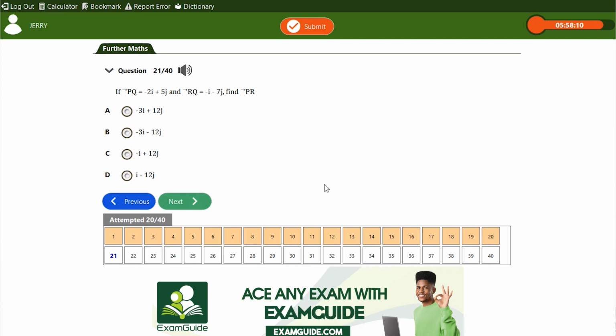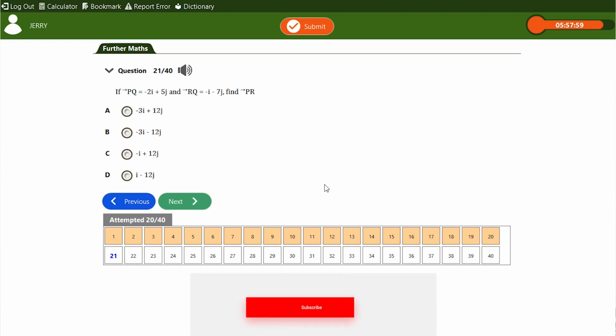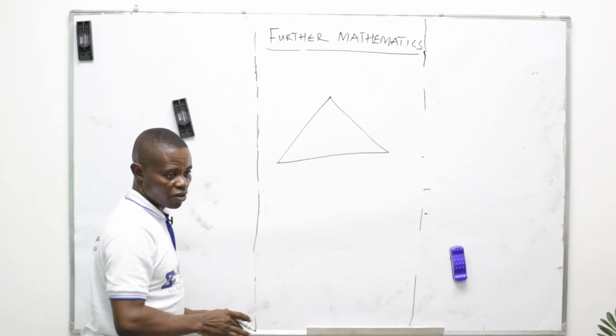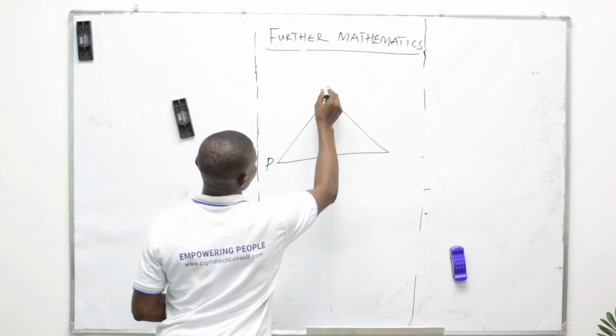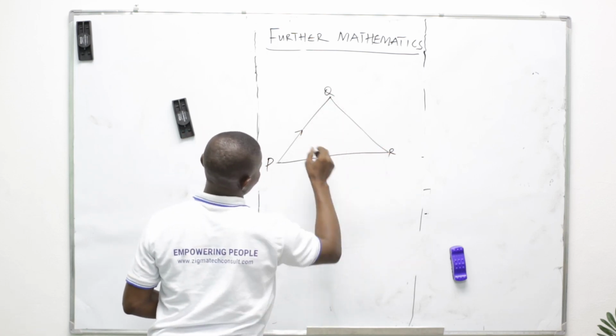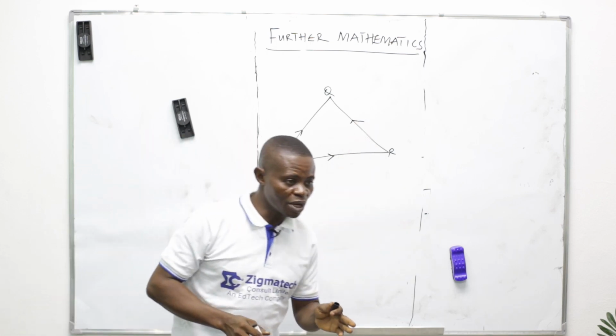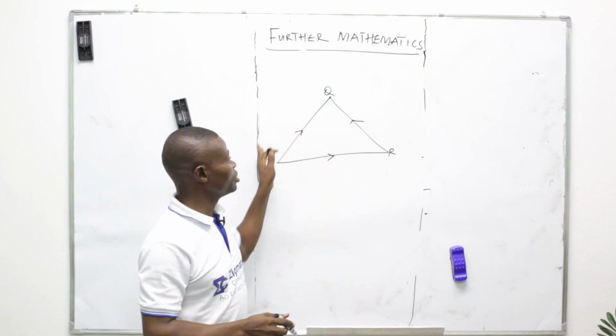The next, if PQ is this and RQ is minus i minus j, 7j, find PR. Good. There's something you need to consult. There is a triangle formula used in a vector question. You draw your triangle. I normally use this. What are the letters I have here? I have PQR. If this guy is this, here it's like this, here it's going this way. Now, I want to present P. What's my P? They say PQ. This side.